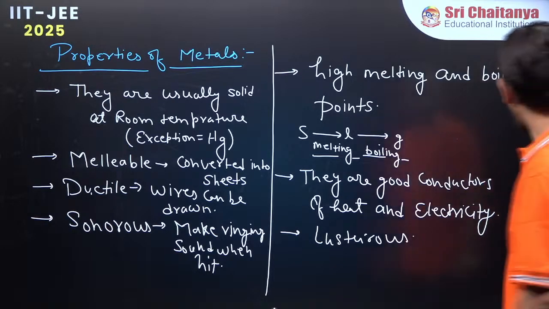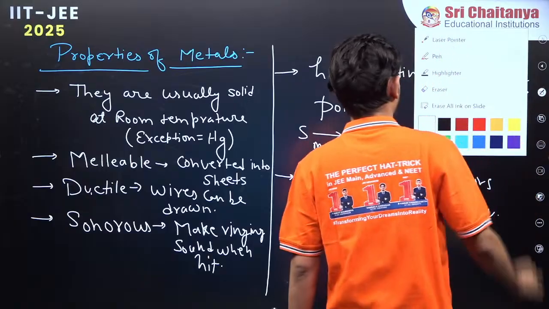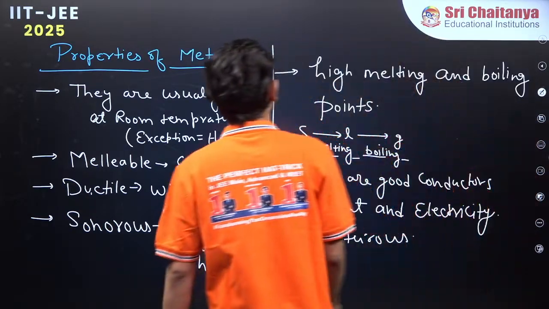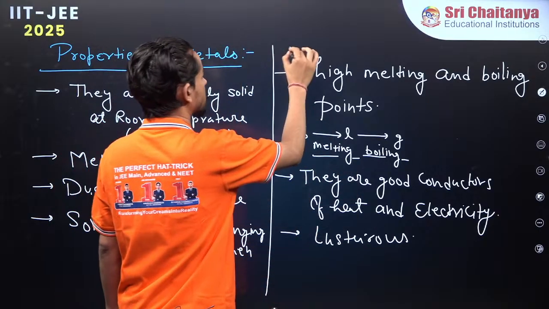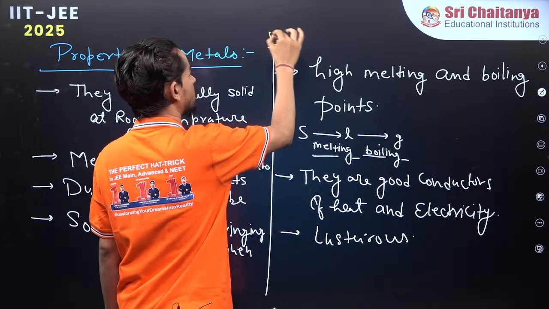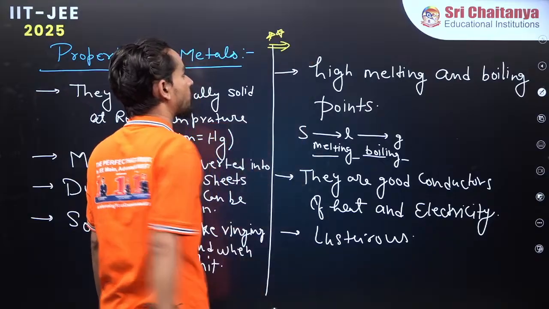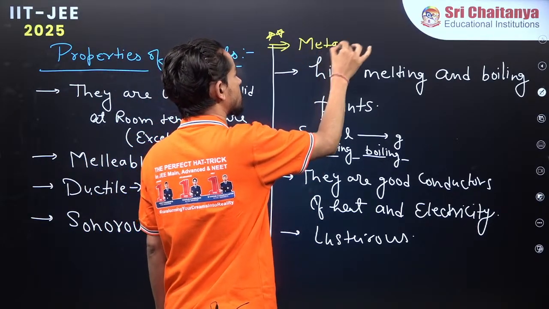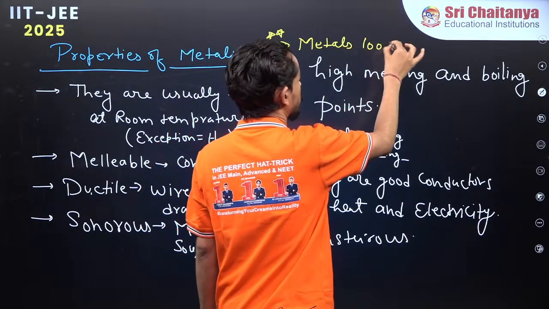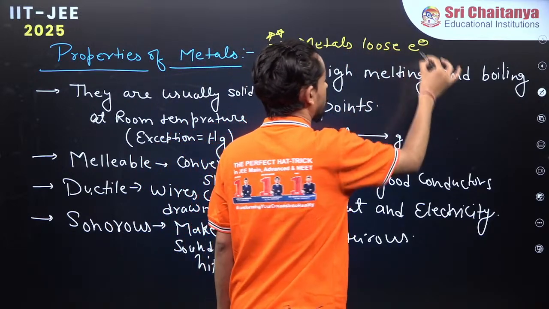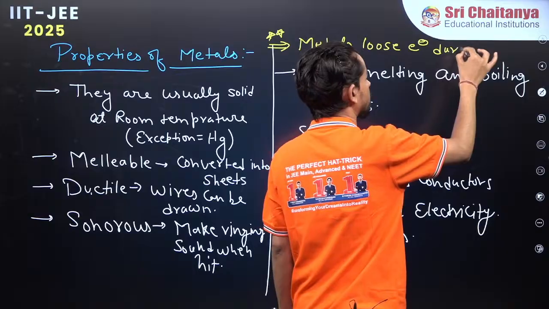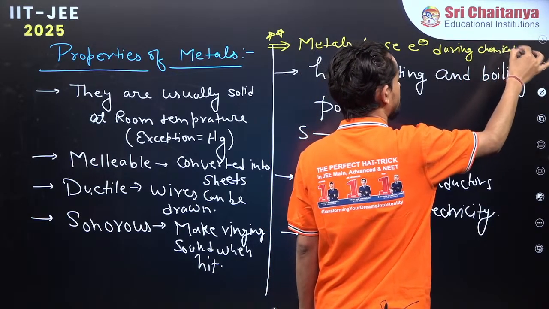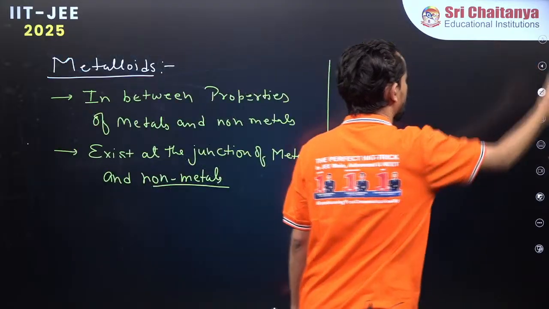Now let us move to one more most important property, and that I am writing with, let us say, this color. This is very important property. Make star on it. That is one of the most important property. So metals lose electron during chemical reactions. This is the most important.